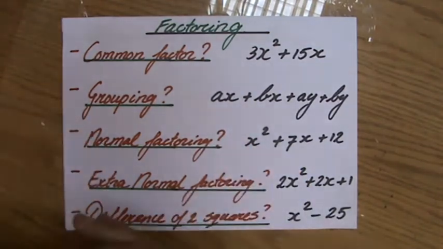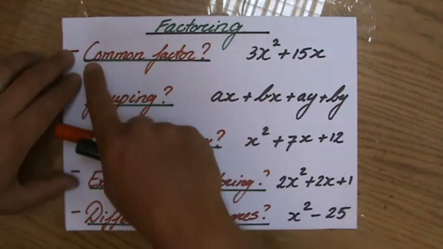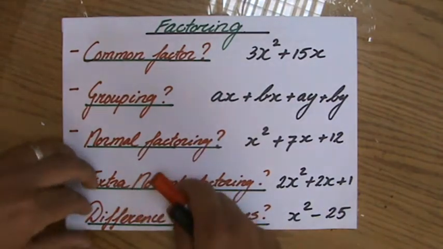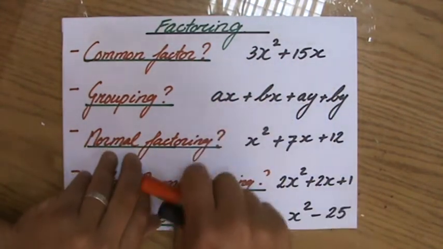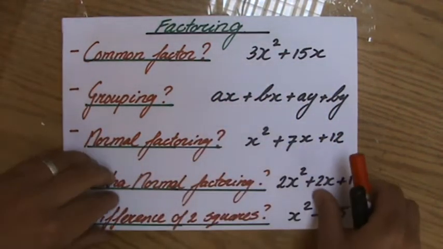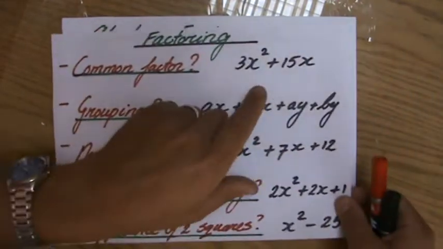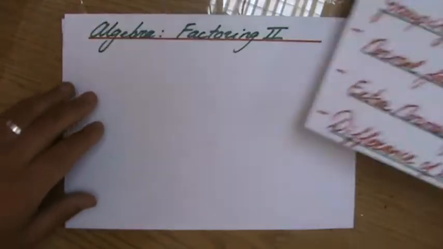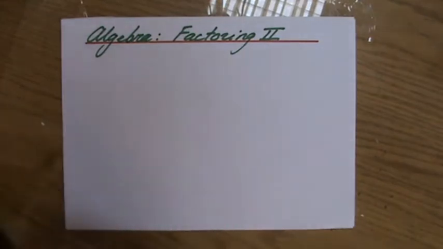So when we're factorizing, we ask ourselves these 5 questions. The first one, is there a common factor? And as you can see, there's an example here, 3x squared plus 15x, for instance. Okay, I will solve this question in a minute together with you. Now, what do I mean with is there a common factor?